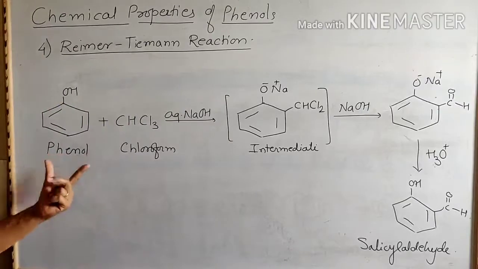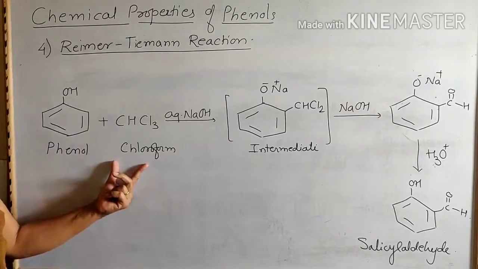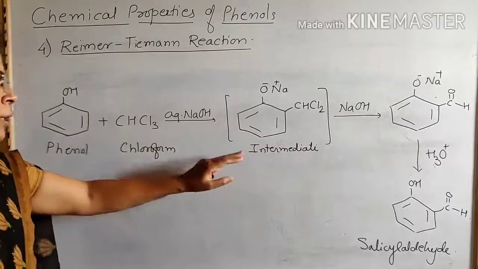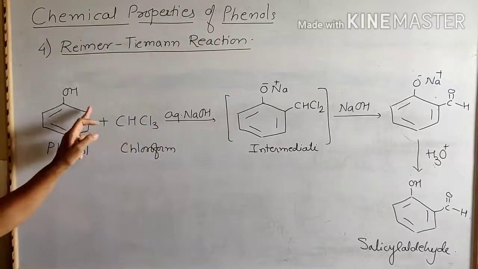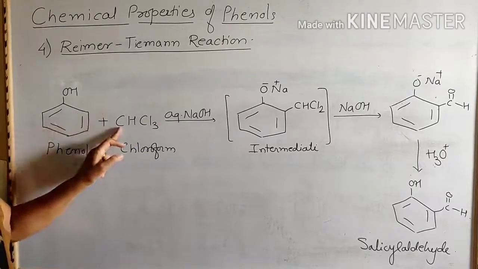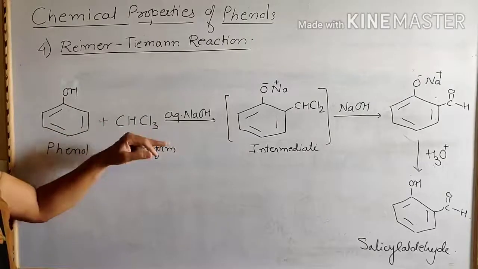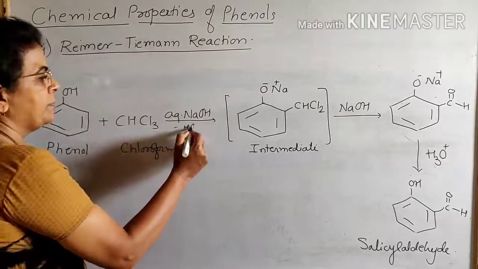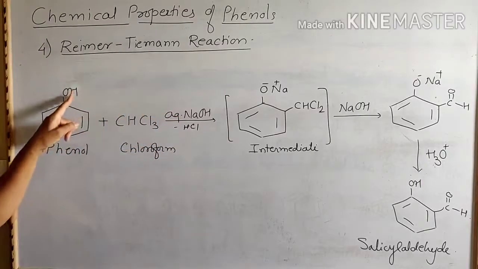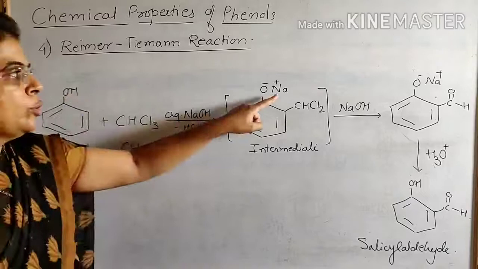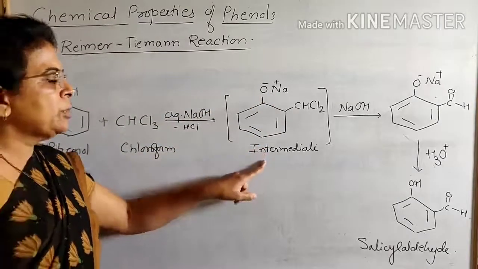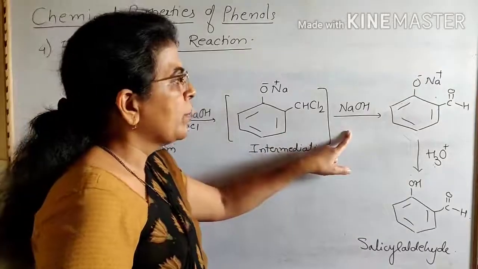In this reaction, phenol is first reacted with chloroform in presence of aqueous solution of NaOH. Then an intermediate is formed in which the hydrogen atom from the ortho position of phenol is replaced by CHCl2 group, that is, HCl is removed, minus HCl. And the OH group, due to presence of NaOH, is converted into sodium phenoxide group. This intermediate then reacts with NaOH.